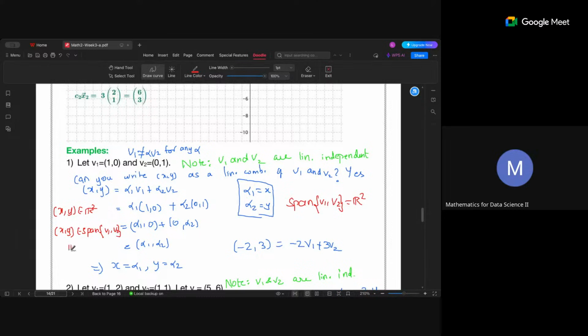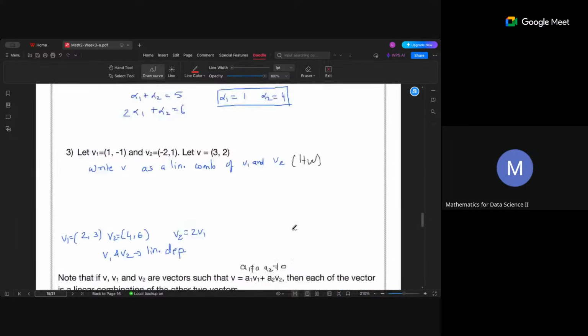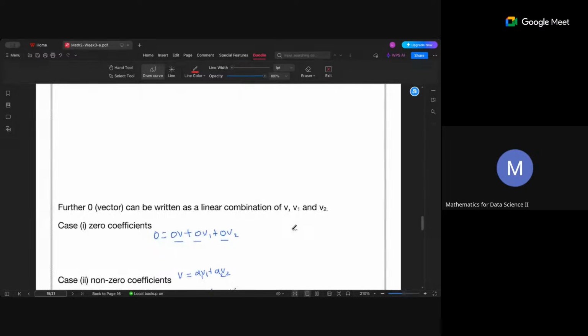So from this, can I say R2 is a subset of the span of V1, V2? Yes or no? Yes, ma'am. The other way around is obvious, right? Because the span of V1, V2 is obviously a subspace, a subset of R2, so they should be equal. Okay, fine. Maybe we'll go step by step again.